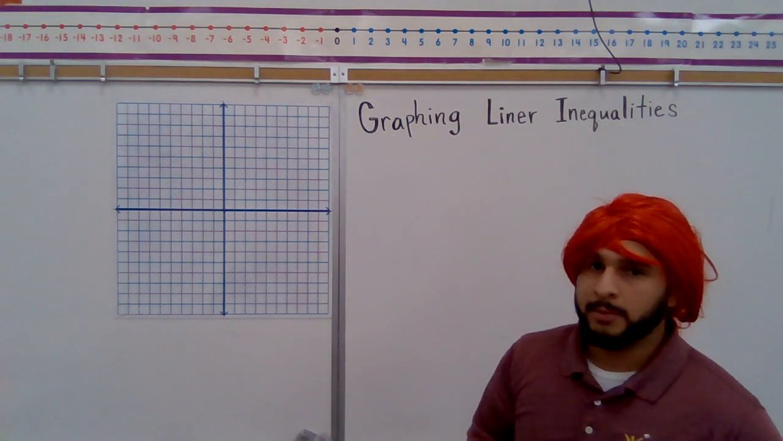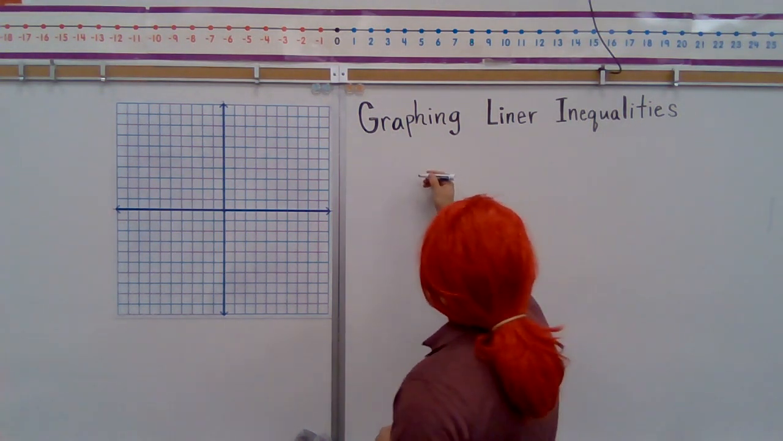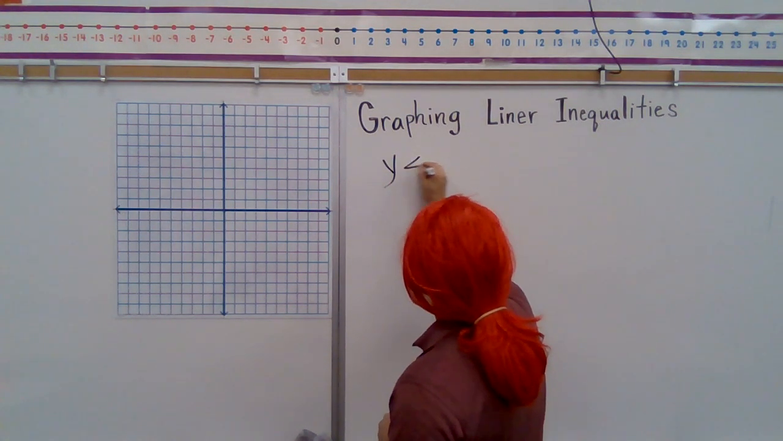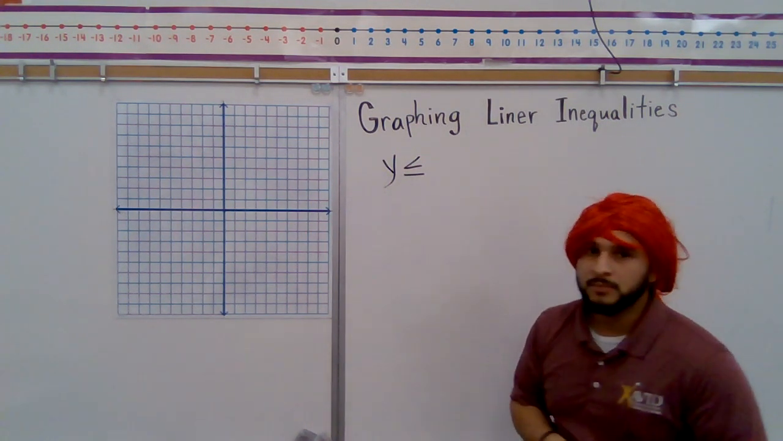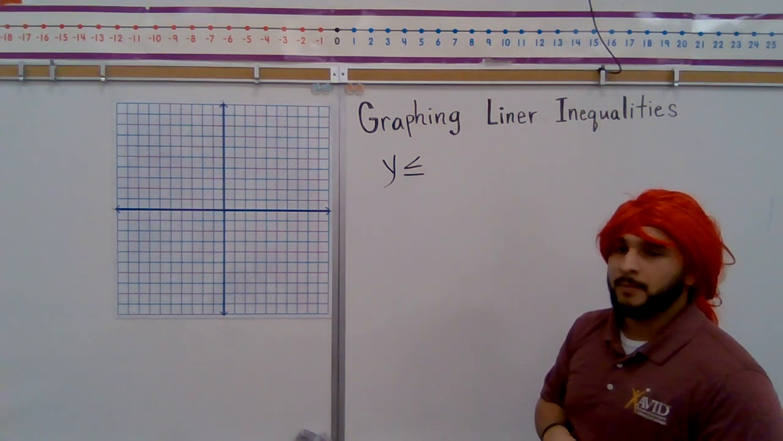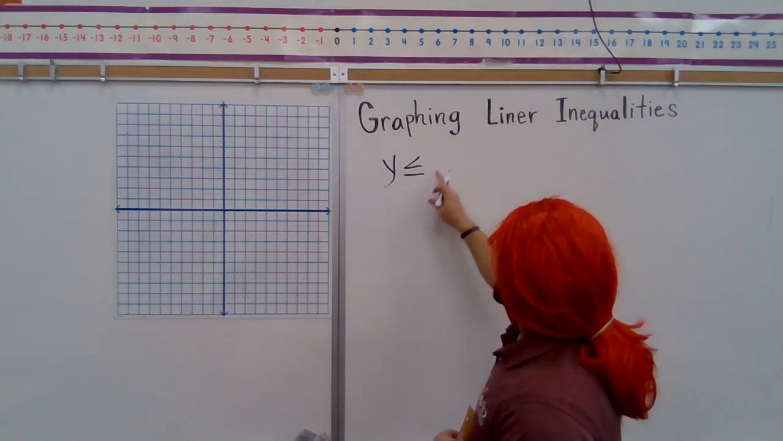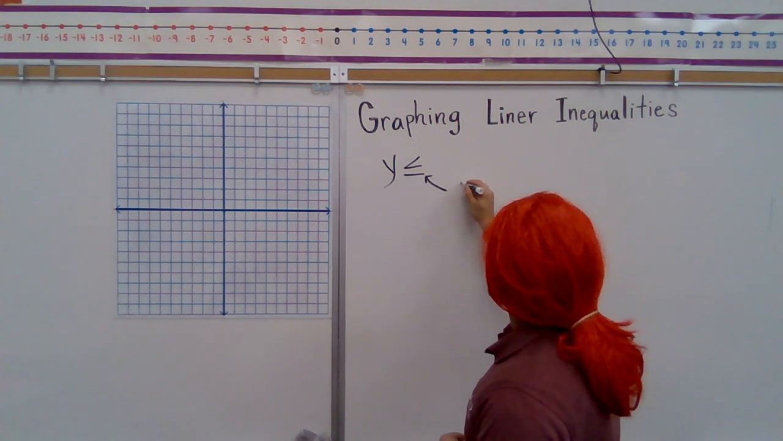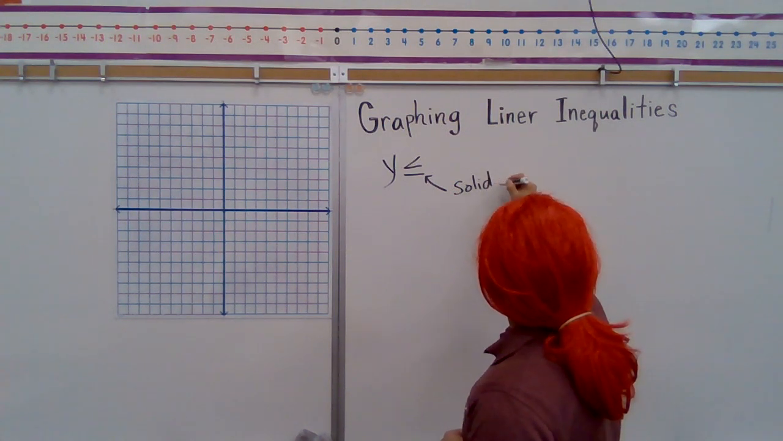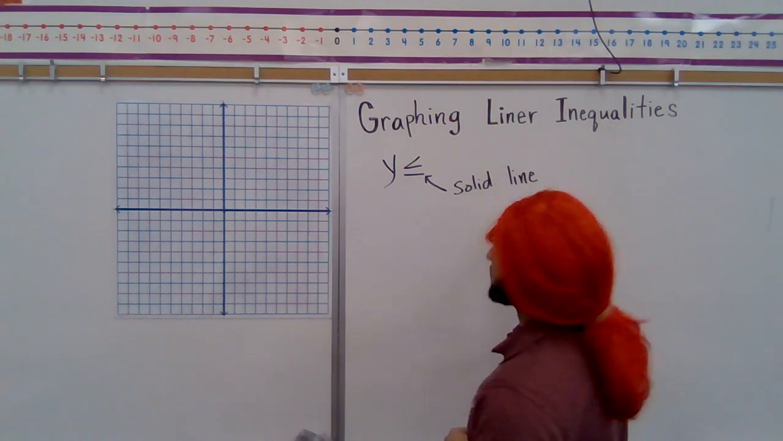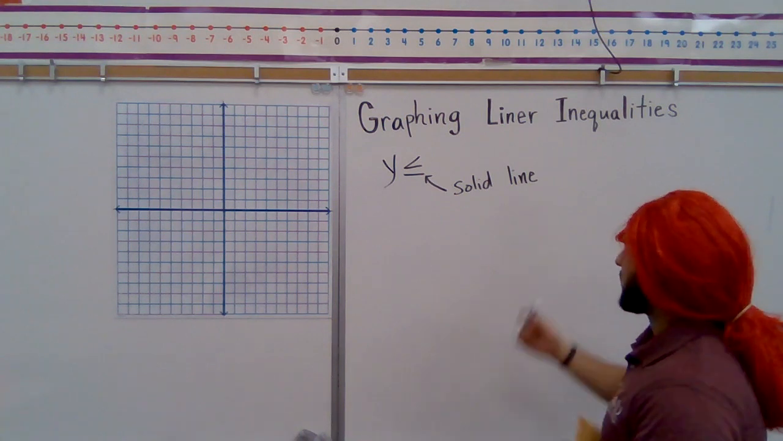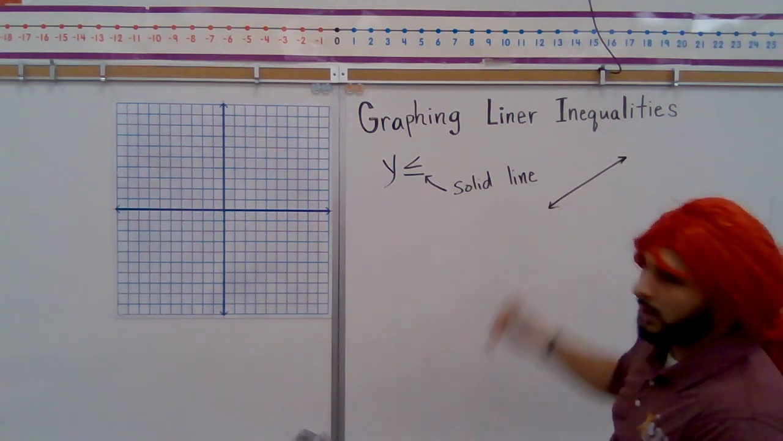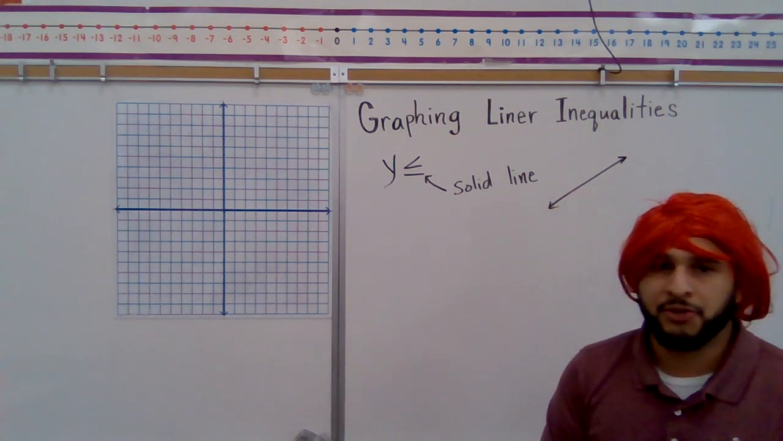A couple notes before we begin. If your equation happens to have y is less than or equal to, go ahead and write that down. Because it has this equal sign right here, that's going to give you a solid line. What do I mean by a solid line? I literally mean a solid line, just like if it were an equation.